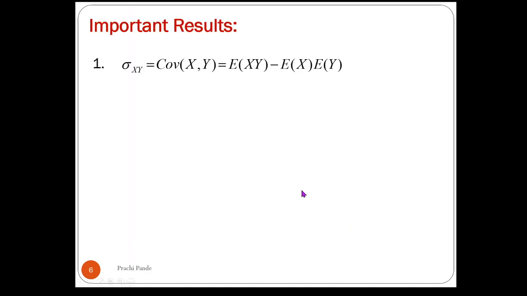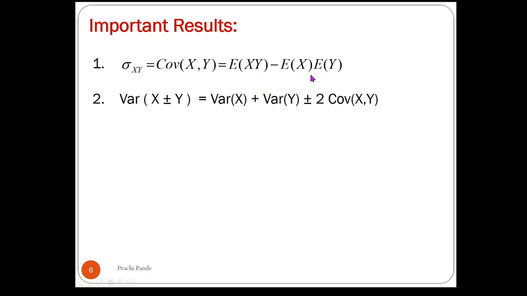Now here we have some important results, that sigma xy or the covariance of xy is equal to expectation of xy minus expectation of x into expectation of y, and this result we obtained from the definition of covariance of xy, that is expectation of x minus mu x into y minus mu y. If you solve that, you will get this result.